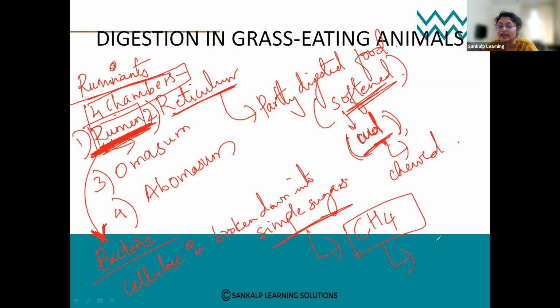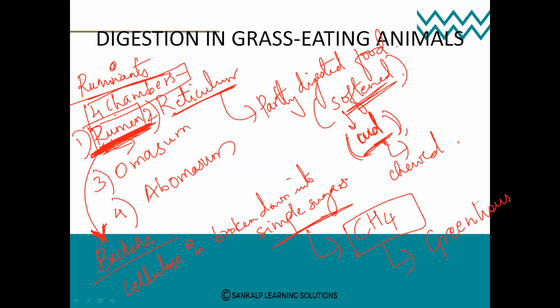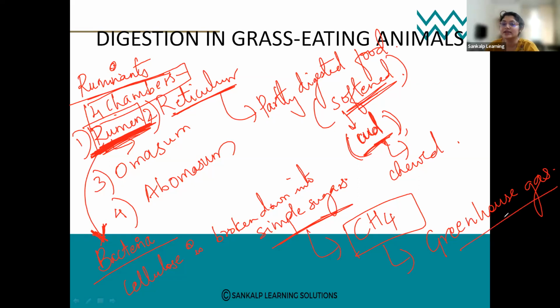Now, what is methane? Methane is a powerful greenhouse gas that contributes to global warming. When the cellulose is broken down into simple sugars by this bacteria, large quantities of methane are produced. This methane is a greenhouse gas, responsible for the increase in global atmospheric temperatures. Because of this, it causes climatic change.